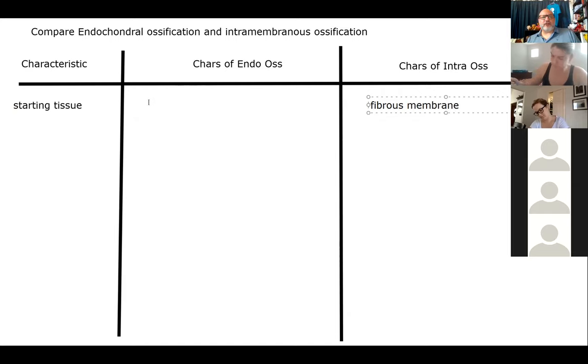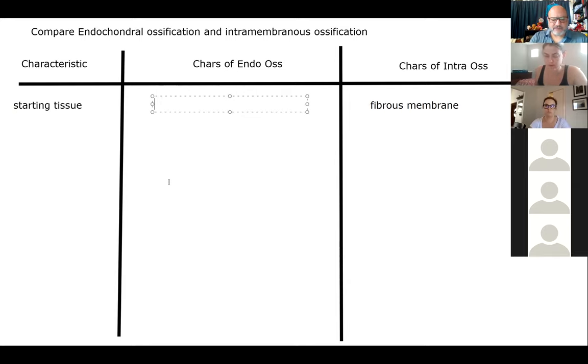Whereas what would our starting tissue be for endochondral ossification? Hyaline cartilage? Yeah. All right, see the difference there? Just saying that intramembranous ossification occurs in a fibrous membrane isn't a comparison. But if I say that intramembranous ossification starts in a fibrous membrane, whereas endochondral ossification starts in hyaline cartilage, that is a comparison. So we want to make sure, right, just saying that one is and the other isn't is not a comparison. We want to make sure that we're comparing apples to apples. And so that is a great starting point with the starting tissue.